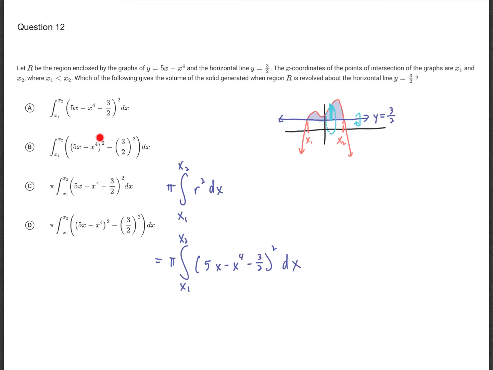We're not squaring them separately like in B and D. That only happens when you do the washer method, and that's when there's some kind of hollowed out portion. But we can see when this gets revolved around this line, since the line of revolution is a border of the area that we're revolving, there won't be any kind of hollowed out thing in the middle. And when you don't have a hollowed out thing, you don't have two separate squares that you're subtracting, usually. So this is answer choice C.